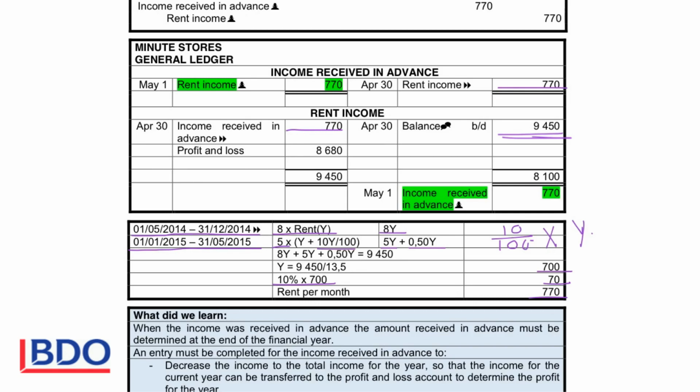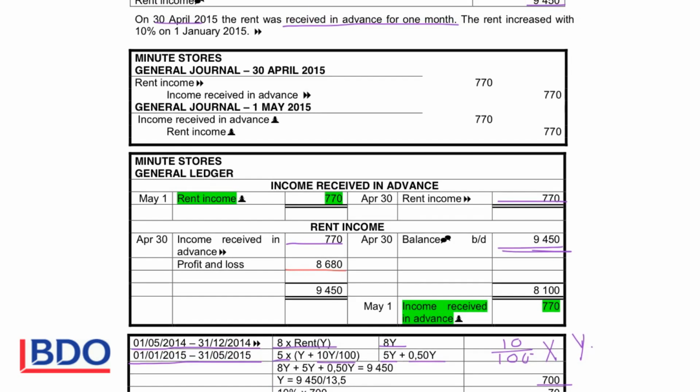If we balance our rent income account now, we will see that the balancing figure is 8,680. That means the total amount that must go to my income statement and my profit and loss, the actual rent only for 12 months is 8,680. We will also have to record these entries in the general journal. So at the end of the year, we will show that rent income must be decreased with the amount received in advance. Income received in advance will be credited with the 770.